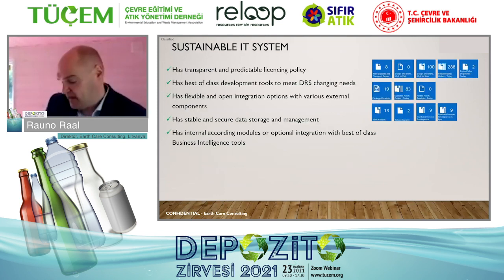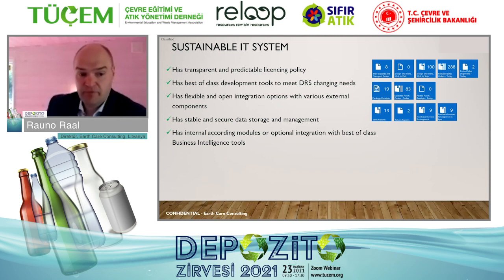Based on our experience, the sustainable IT system keys are clearly, it has to have a very transparent and predictable licensing policy to keep the costs under control, from one hand. It has the best of class development tools to meet all the changes, because deposit is not something that you just put into place. It is something of an evolving matter, that you always have some development ideas, some development needs, and the IT system needs to be very flexible and quickly adopt to these. Otherwise, it will start to hinder the process's development.